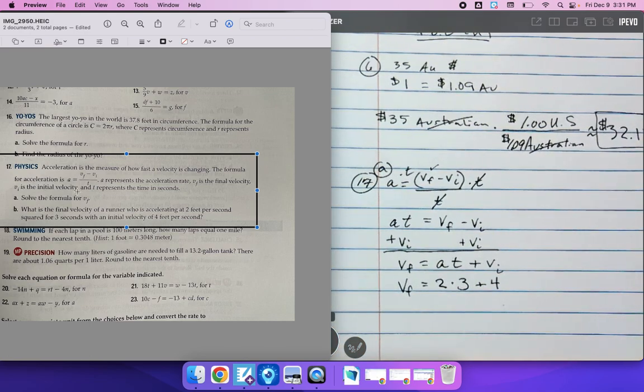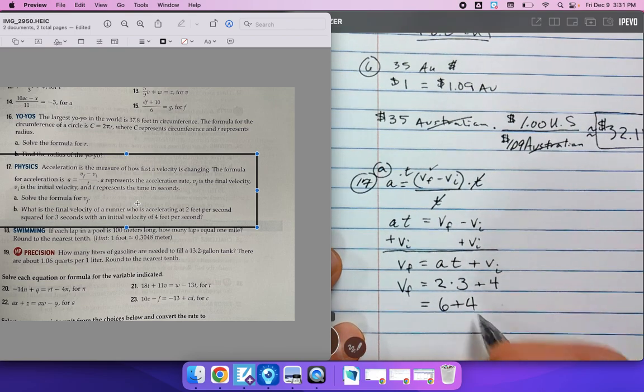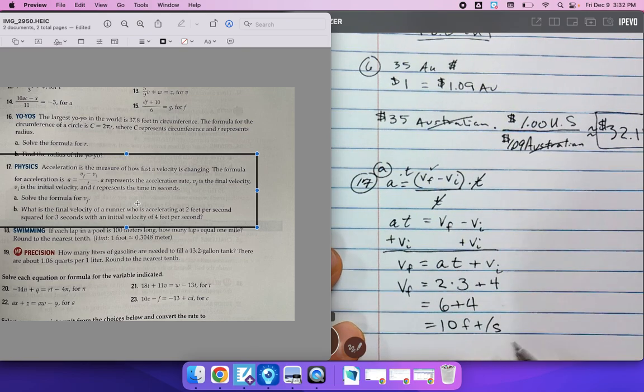Scan through this. I look at my units. Here's feet and seconds. Here's seconds. Here's feet. It's not like they've thrown contradictory units at us. So when I go and I plug this in, 6 plus 4, and then I'm going to say 10 feet per second because we are talking about velocity.